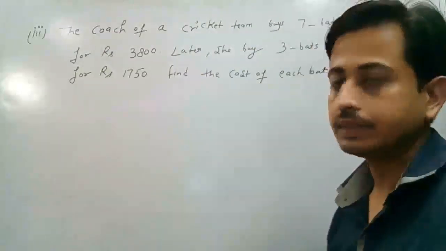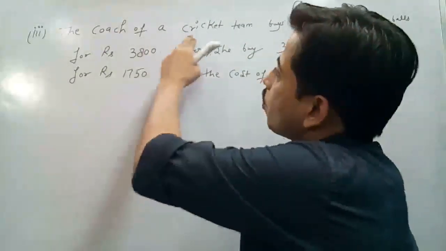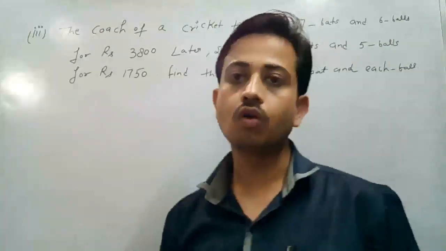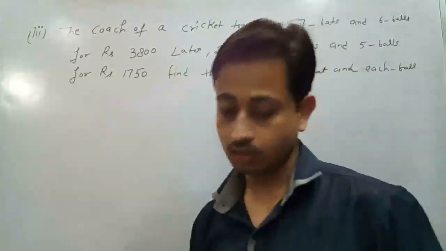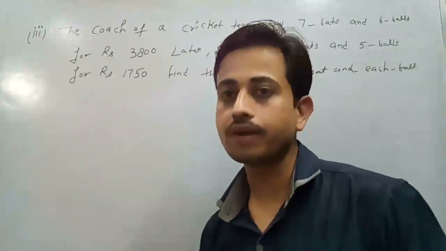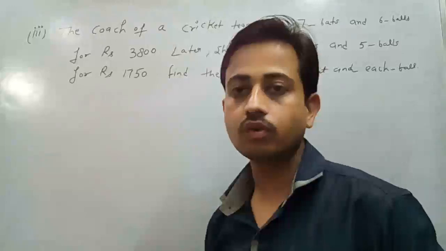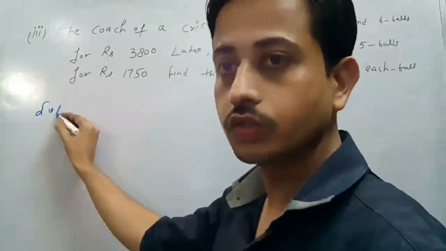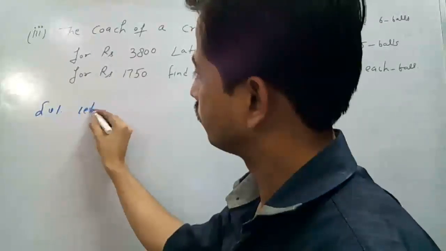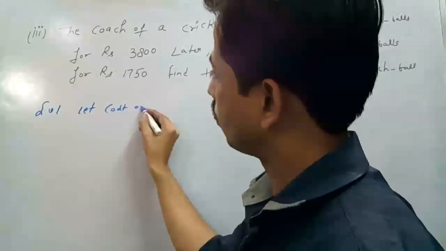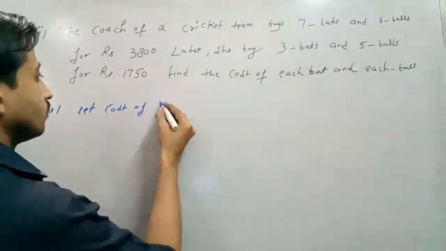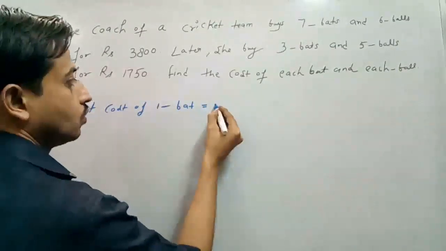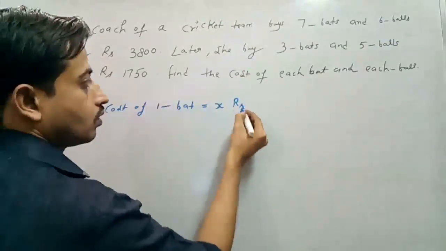Now please read the statement. The coach of a cricket team buys 7 bats and 6 balls for rupees 3800, but we don't know the cost of one bat and one ball. Now what do we have to do? First we have to do let. Solution. Let the cost of one bat be x rupees.